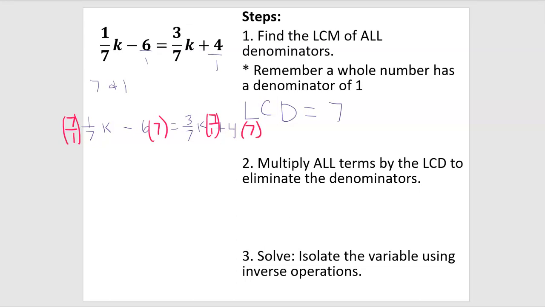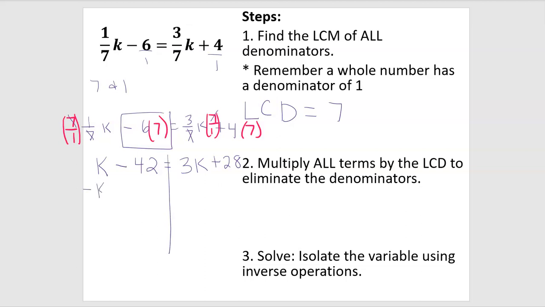Okay, I'm going to go ahead and do this step in my head. I know that these 7s cancel out, so I'm left with just 1k. Keeping my negative here because negative 6 times 7 is negative 42. Then I have 3/7 times 7. Again, these 7s cancel out, and I get 3k. And then I'm going to add 4 or multiply 4 times 7, which is 28. So here's my new equation there. I'm ready to go ahead and solve.